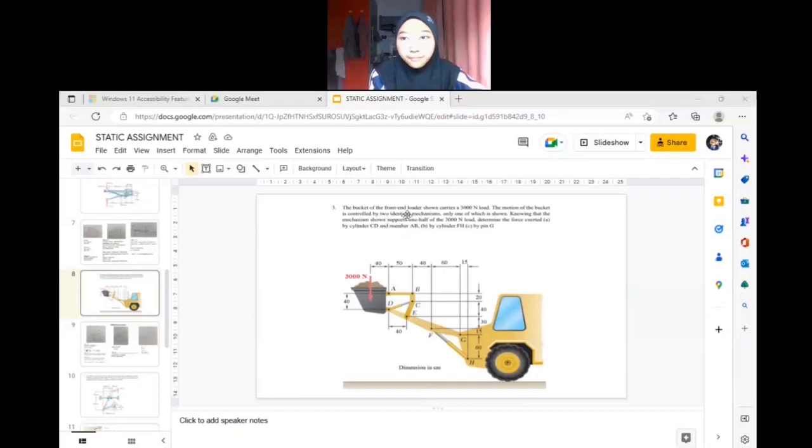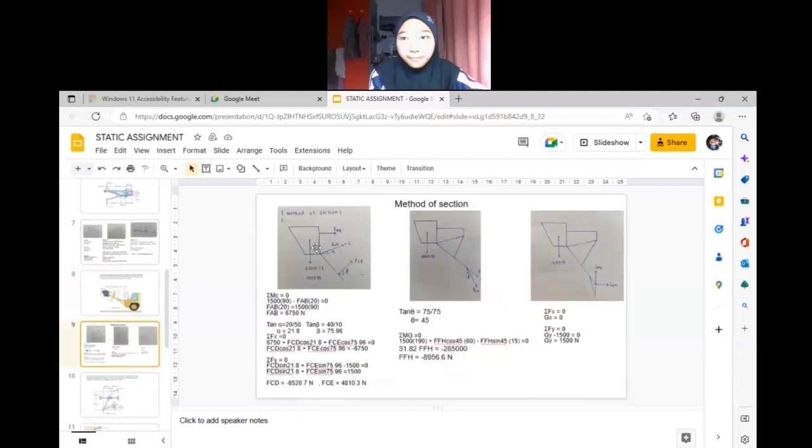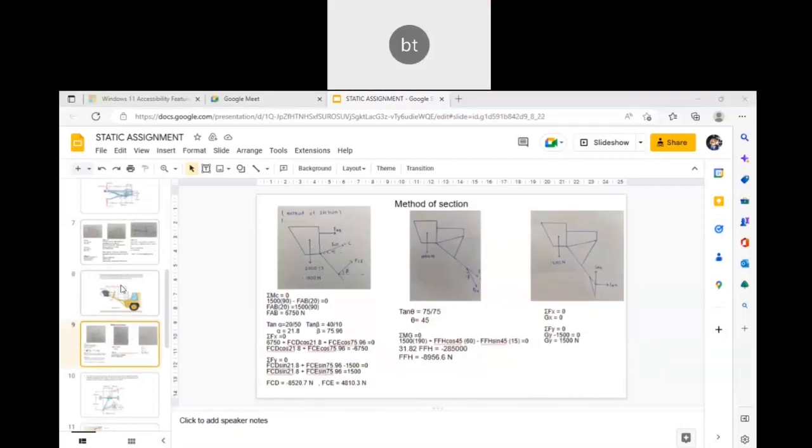This question asks us to find the forces at CD, AB, FH, and pin G. It is given a 300 Newton load. Here we separate it into 3 parts. We use the method of sections. First step, we find the moment at point C. We use moment equals 0, substitute all the values, and then we get FAB.